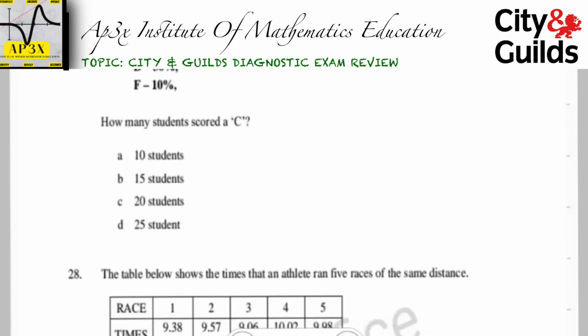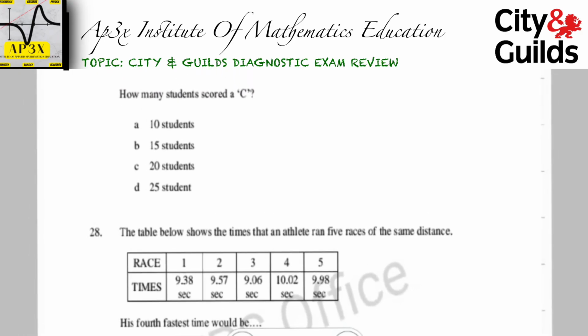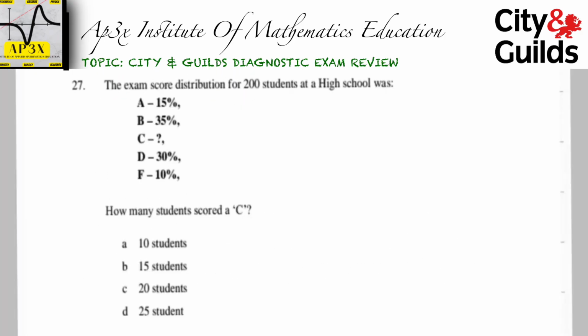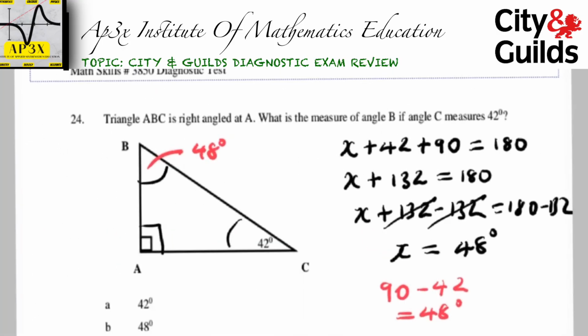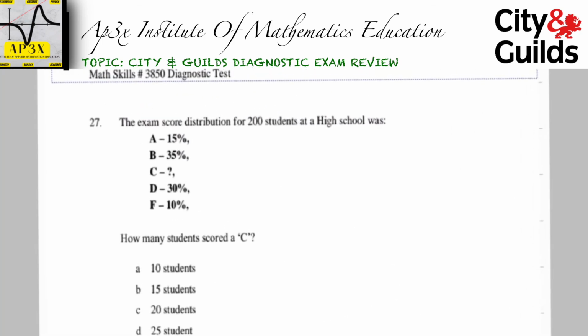27. The exam score distribution for 200 students at a high school was 15, 35, C is unknown. Was there a diagram that represents this information here? I'm not sure. I have not seen a diagram. The exam score distribution for 200 students at a high school was... I'm not sure what this question is implying.